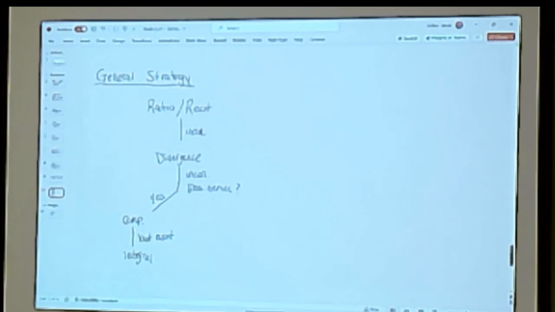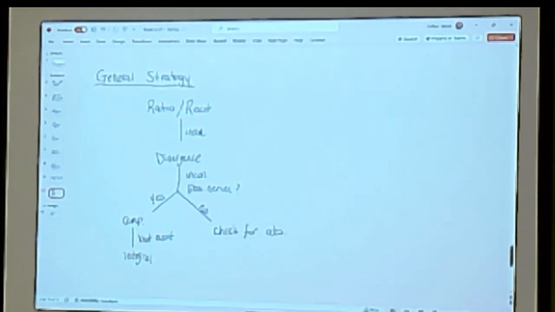If it's not a positive series, there's only one alternative. It's an alternating series. Check for absolute convergence. If it does converge absolutely, you're done. It converges. If it fails, then you use the alternating series test.